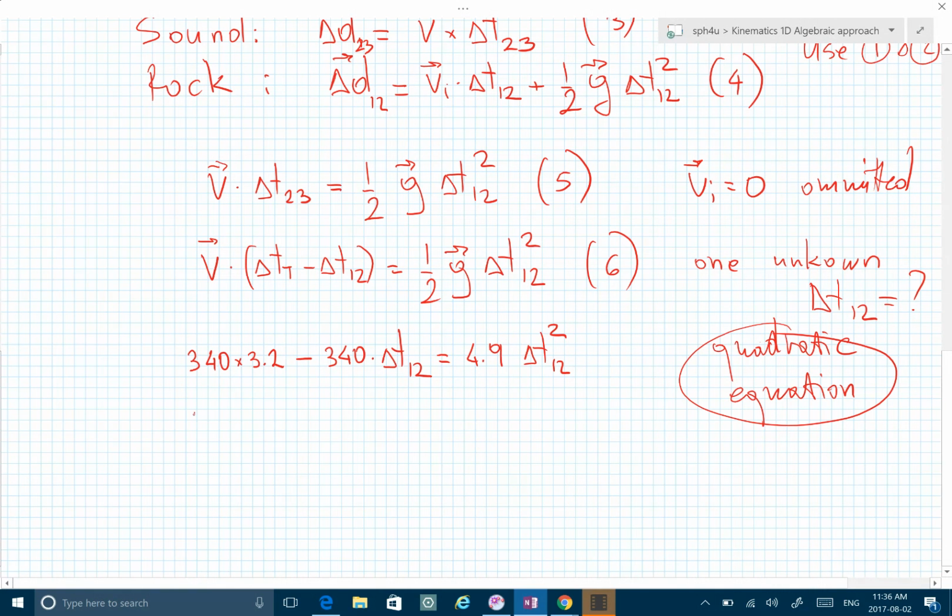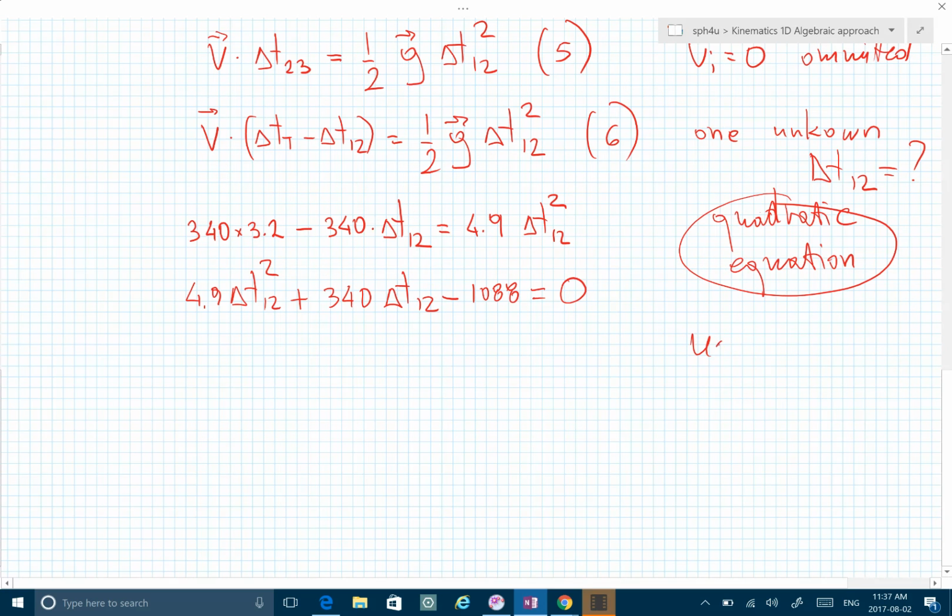So we have 4.9 delta t squared plus 340 delta t minus 340 times 3.2, which is 1088, is equal to 0, right? And we know how to use the quadratic formula, or whatever tools you have to solve a quadratic equation.